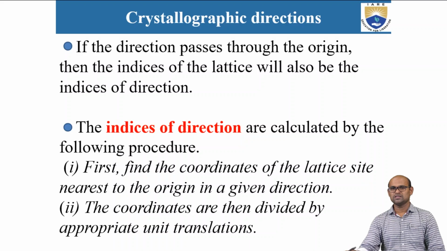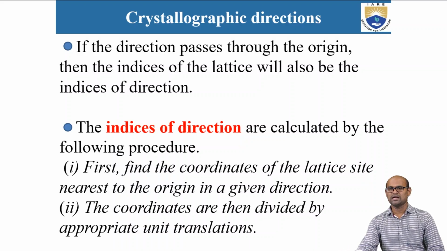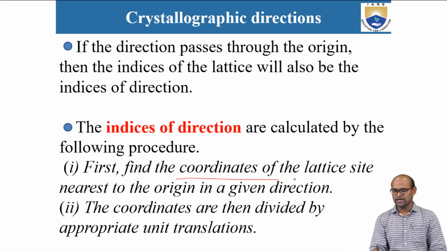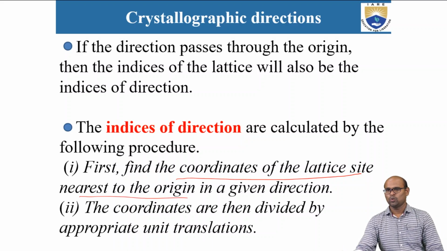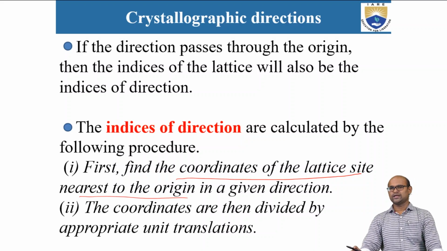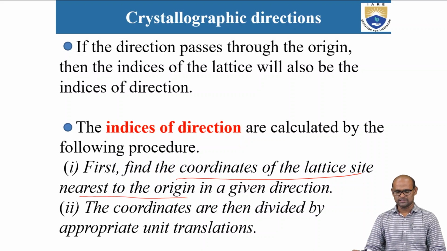It has some steps. The first step is to find out the coordinates of the lattice site nearest to the origin in a given direction. Whatever direction you choose, look at the nearest lattice site in that direction, and for that lattice site write the coordinates or indices of the lattice site that we have calculated in the previous slides. That is the first step.